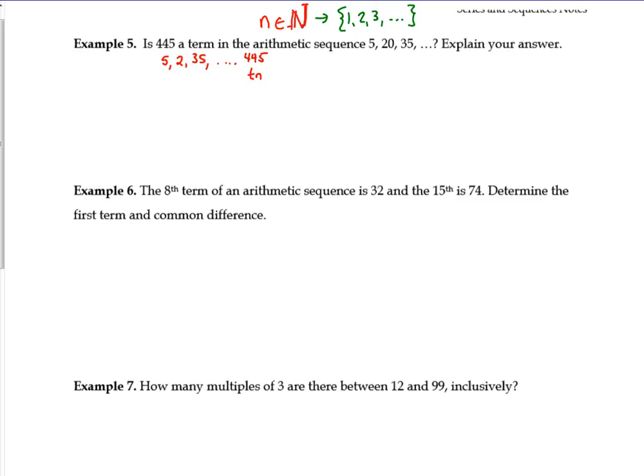Give him some credit. Yeah, those are the counting numbers. Those are the first ones you learn. So what do we know? Let's list what we know. First term is 5. We also know common difference is 15, and we're going to treat 445 as t of n, our last term. Remember, t of n, we can think of it as our last term. And we're going to solve for n.